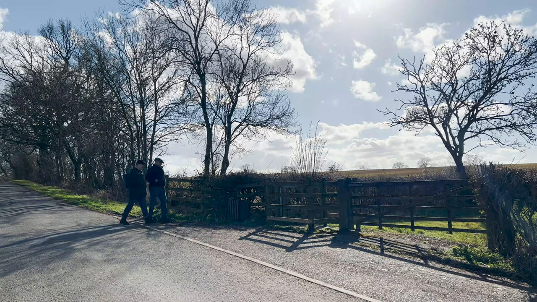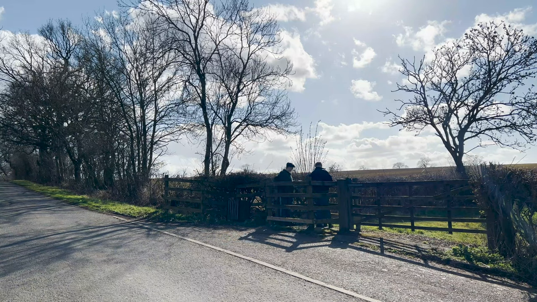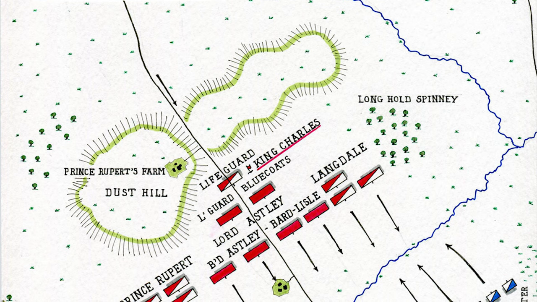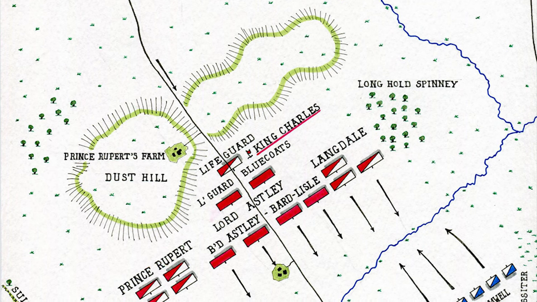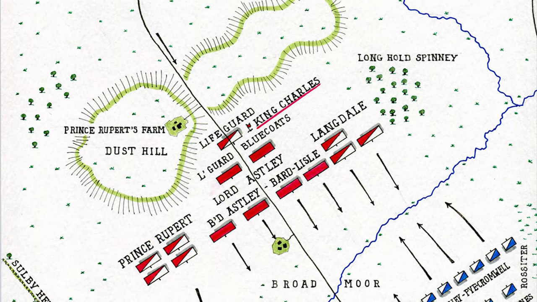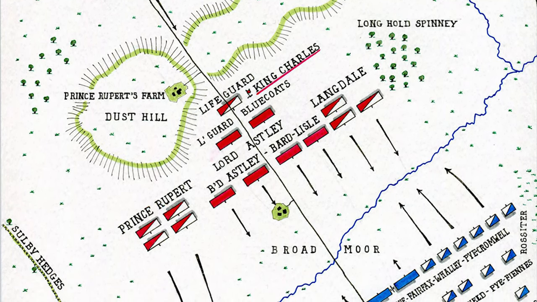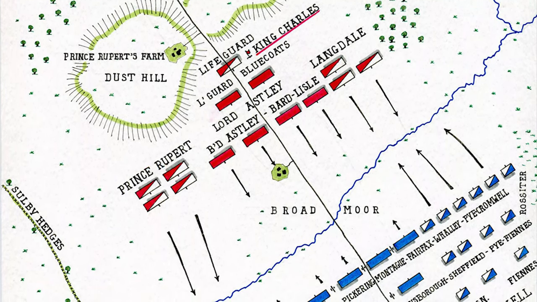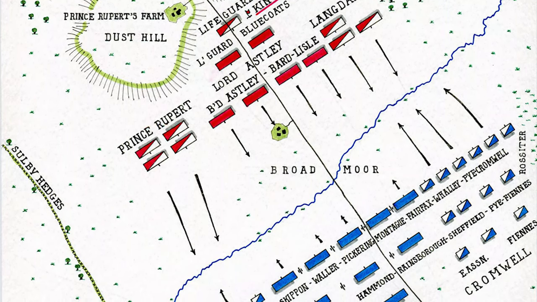The next stop on our journey is Broadmoor itself, where the battle in the main was fought, and today the Cromwell Monument stands on the site in commemoration of the battle. On Dust Hill, the Royalists formed up, with cavalry on the flanks and infantry in the centre. The cavalry on the right flank of the Royalist army was under the direct command of Prince Rupert himself. The infantry in the centre, the musket and shot, were under Lord Astley, with a reserve of the King's Life Guard and Prince Rupert's Bluecoats in the rear. The cavalry on the Royalist left flank was under the command of Sir Marmaduke Langdale.